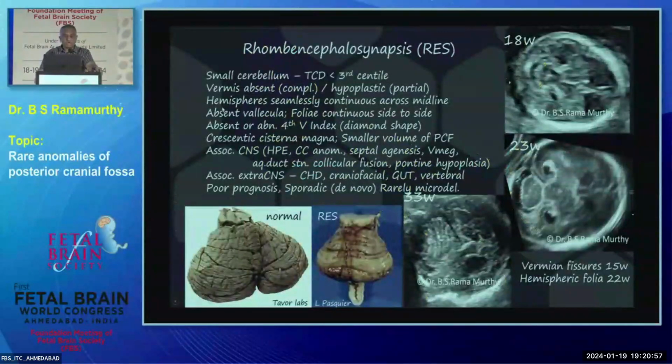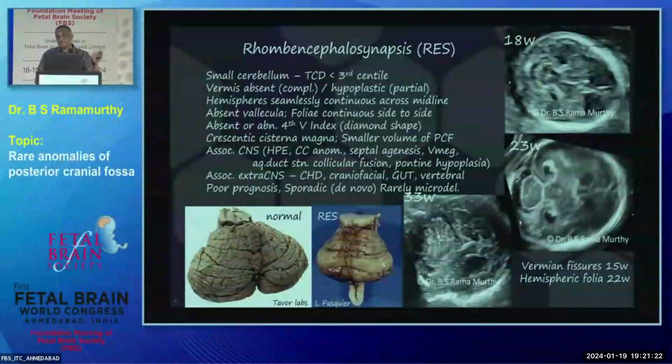You do not have hemispheric identity because the hemispheres seamlessly are continuous across the midline, giving the cerebellum a globular look. And when this becomes globular, what is the fate of the space around the cerebellum? That's the cisterna magna. It becomes crescentic. It's no longer a lozenge shape, it becomes crescentic.